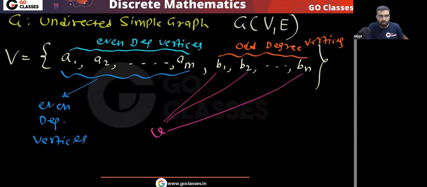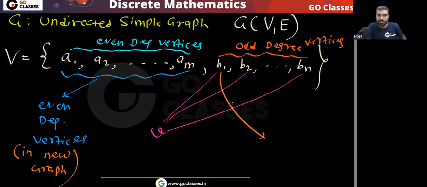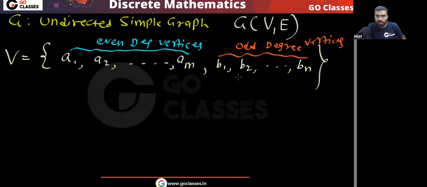Now you tell me, in the new graph, what is the degree of this odd degree vertex B1? Yes, this degree will become even. You can easily notice that in the old graph, this B1 has odd degree. Now you are making it adjacent to V. Now this degree will become even, yes or no?